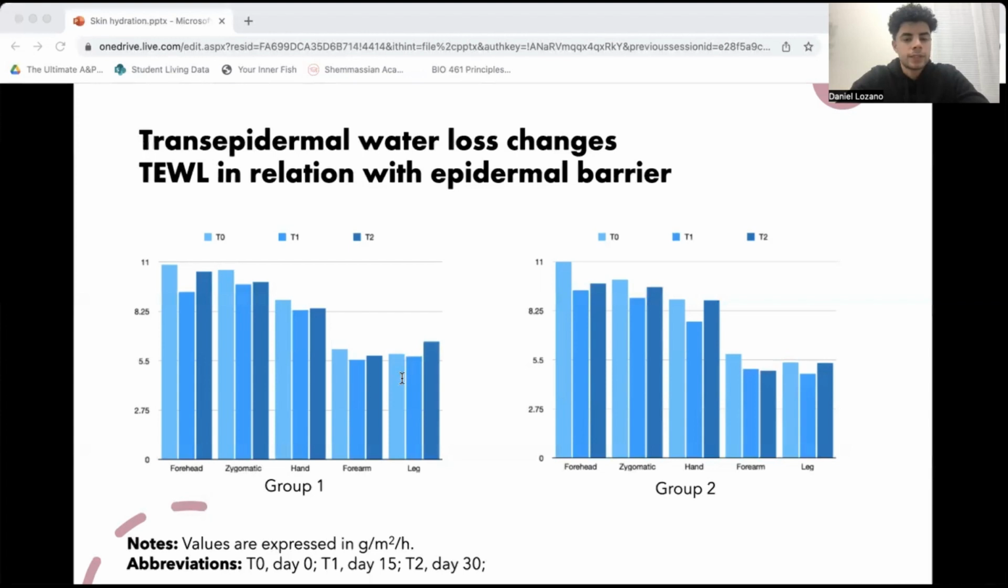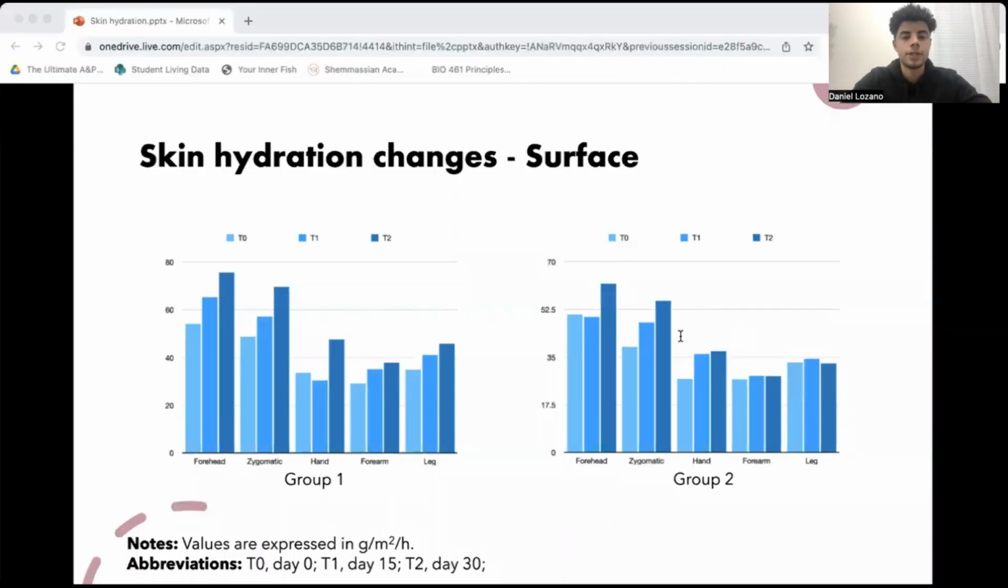So from this trend, we can suggest that there is a consistent improvement because we see a decrease, which means that we are seeing good results, preventing water from going out of the skin. Here in this graph, we have the skin hydration changes in the surface of the skin.